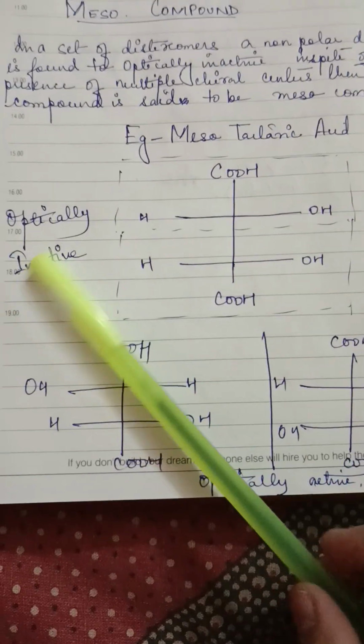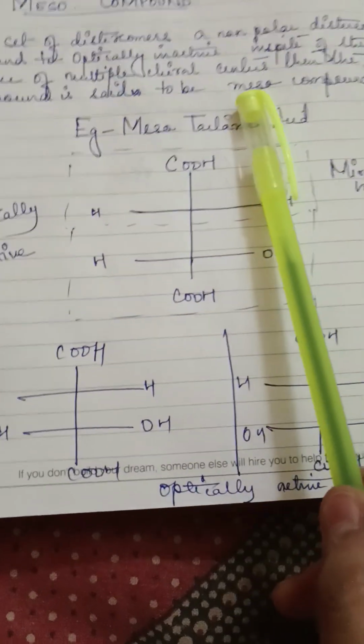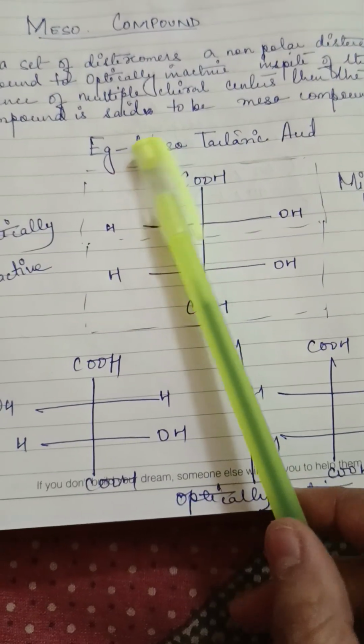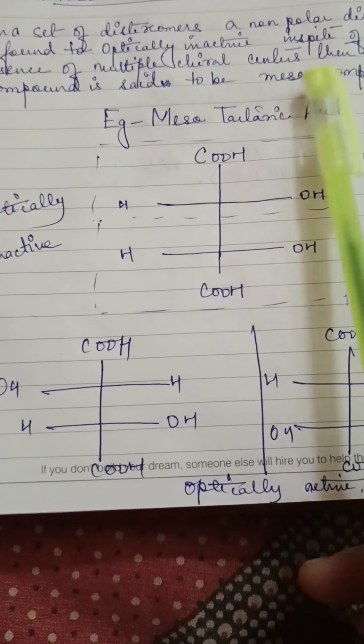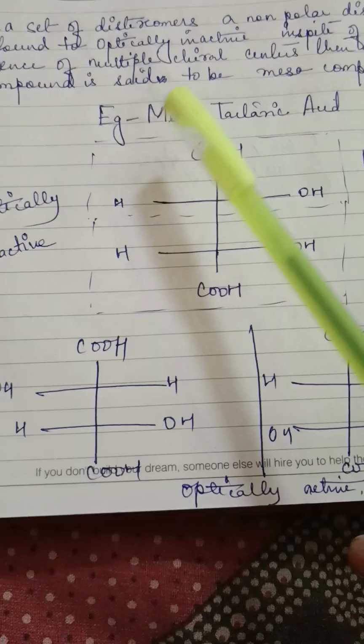Now we started with meso compound. In a set of diastereomers, a diastereomer that is optically inactive in spite of the presence of multiple chiral centers is said to be a meso compound.